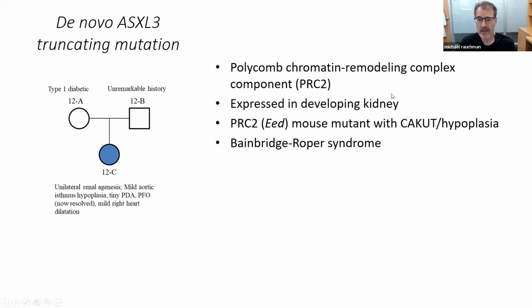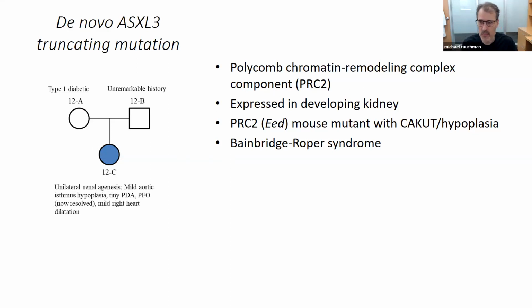So I probably don't have to tell this group that ASXL3 is a component of this complex called polycomb. And so when we find a mutation like this, we want to know, is it likely disease causing? Well, that's when I got in touch with Dr.